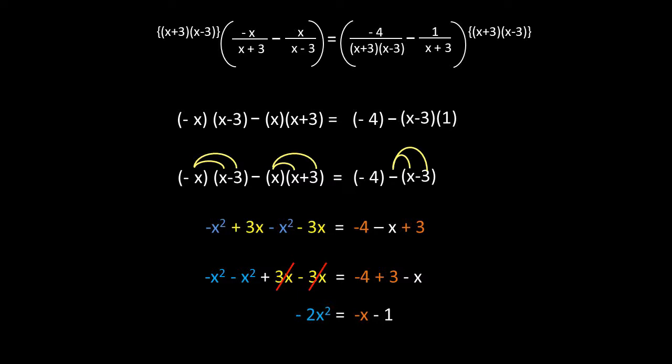And negative 4 plus 3 is equal to negative 1, and the remaining would be negative x minus 1. And the result is negative 2x squared is equal to negative x minus 1.